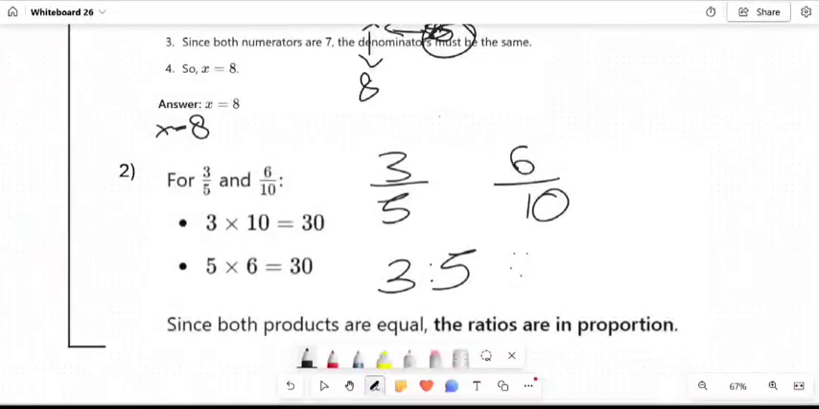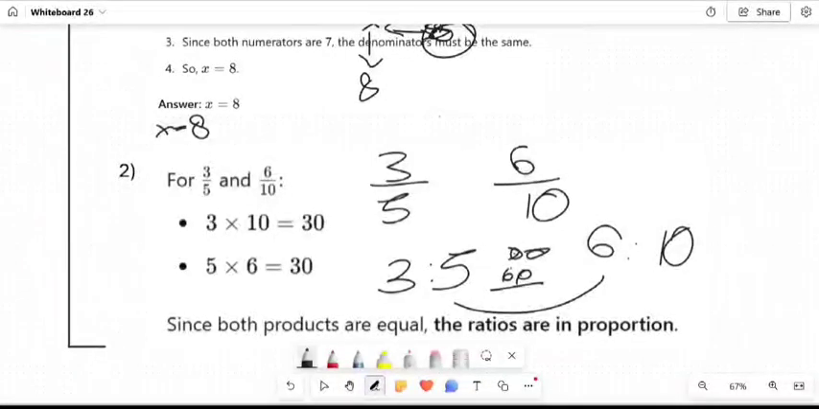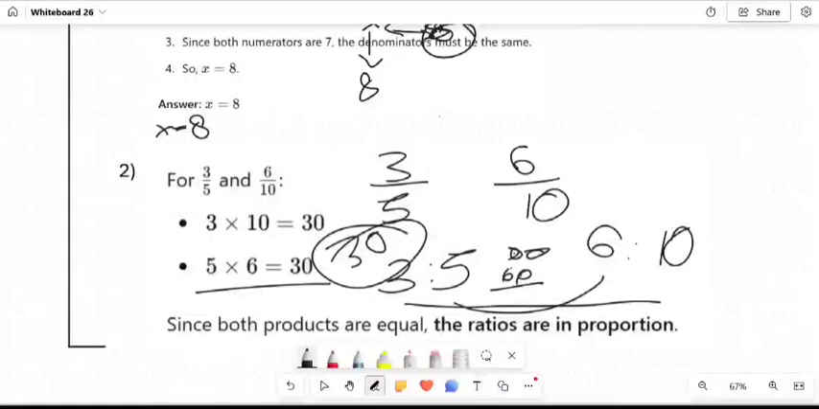3 is to 5, and 6 is to 10. Now we will multiply 5 and 6 over here. We will get 30. Remember 30. Now we will multiply 3 and 10. What will we get? 30. Now both of them give us the same product, so the ratios are in proportion.